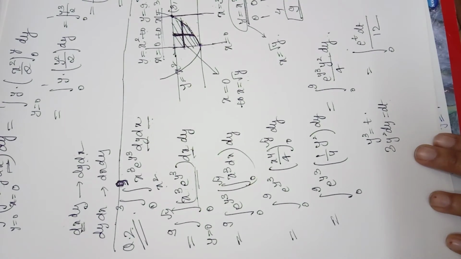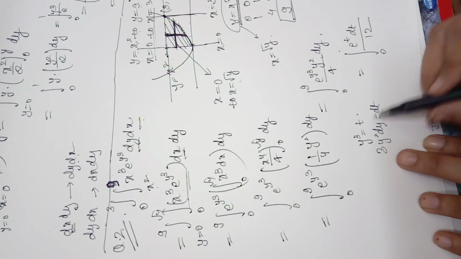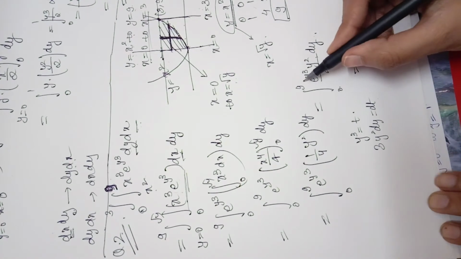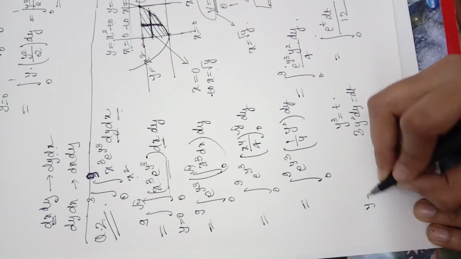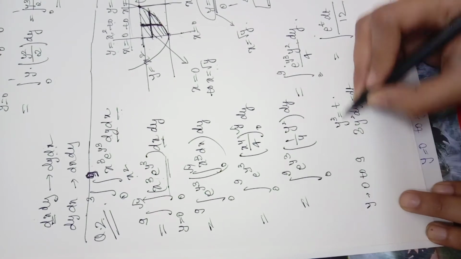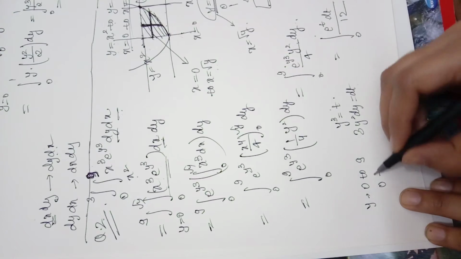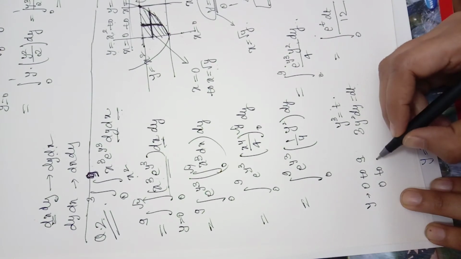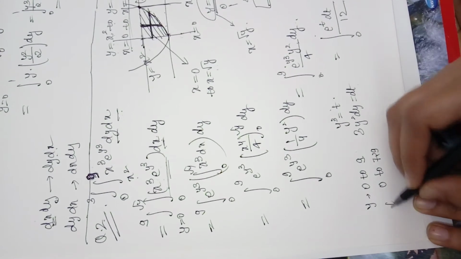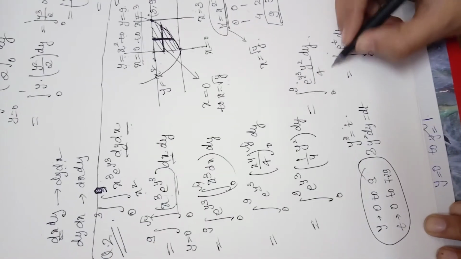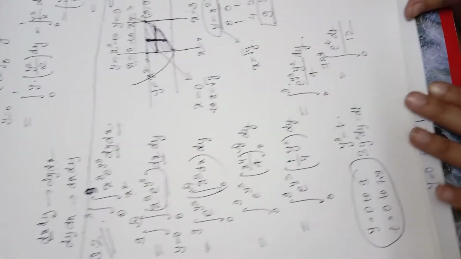Right? Fine. And since y was ranging from 0 to 9, and y cube is t, so t is what? Y to the power 3, so it is 0 to 9 to the power 3, that is 729. This is the limit for t. So 0 to 729. Fine.